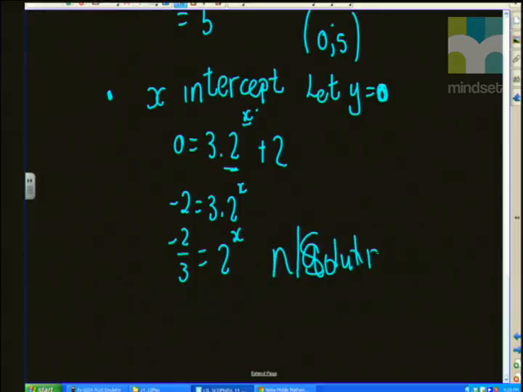Why? You're never going to be able to make these bases the same. You can't use any other method that you know in grade 10 or any other grade to solve this, because you can't have a negative number equaling a positive power of 2. It's never going to happen. So therefore, there is no solution, so there is no x-intercept. All right, there's no x-intercept here.